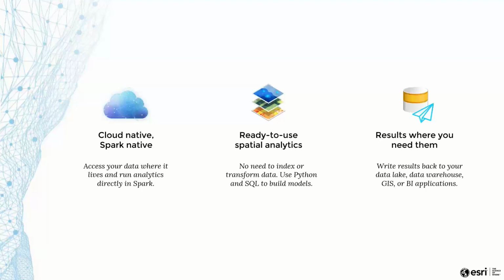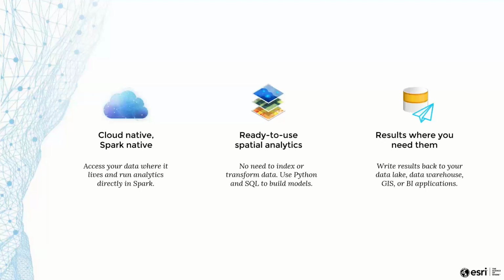You can use Python or SQL to build models and get started. And then you can write results back wherever you need them to be. No black boxes, no having data stuck somewhere where someone can't get it. If you need that data in Redshift, it's in Redshift. If you needed it back in your S3 bucket, it's back in your S3 bucket. Anything that Spark can connect to, you can write to.